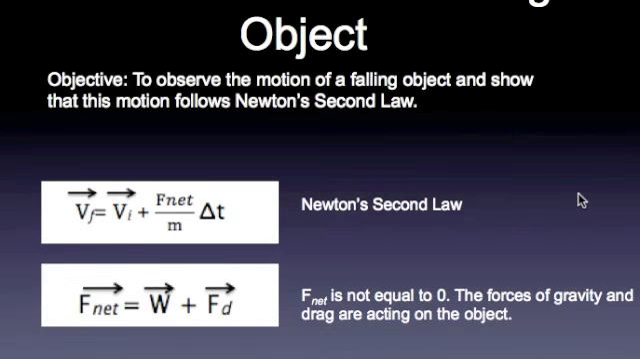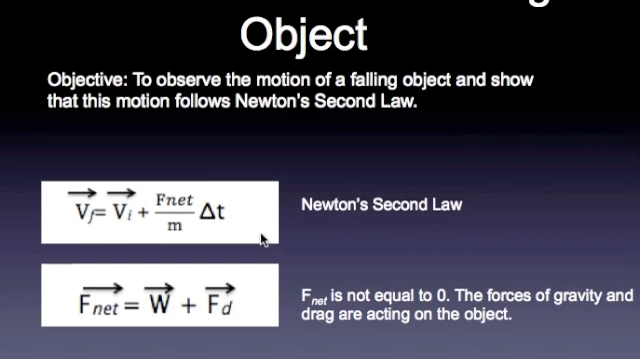This is my lab report for Lab 2, Motion of a Falling Object. The objective of this experiment was to observe the motion of an object that is dropped from rest and show that this motion follows Newton's second law by comparing the computational data obtained from our model to the experimental data analyzed in Tracker. Here's the equation for Newton's second law.